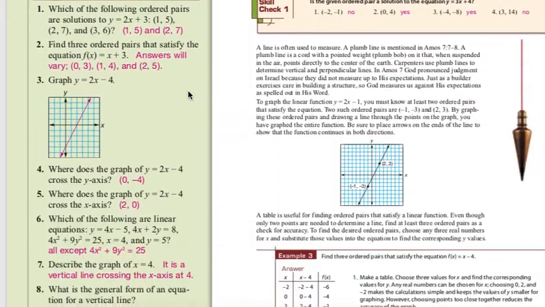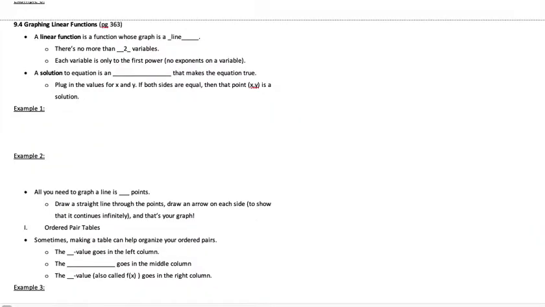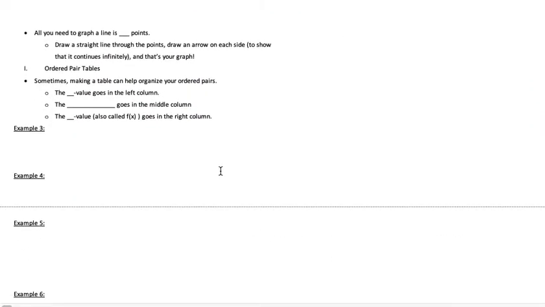Moving on to our next bit of notes. All you need to graph a line is 2 points. I'm going to see if I can do a little drawing here, if this will load. Maybe it won't load. Alrighty then, it doesn't want to work for me. But all you need is 2 points. You put a point here, you put a point here, like my invisible points, and then you just draw a line right through them.